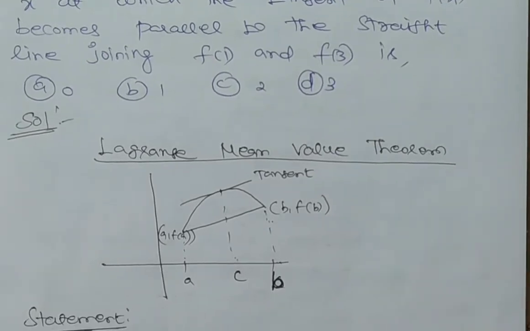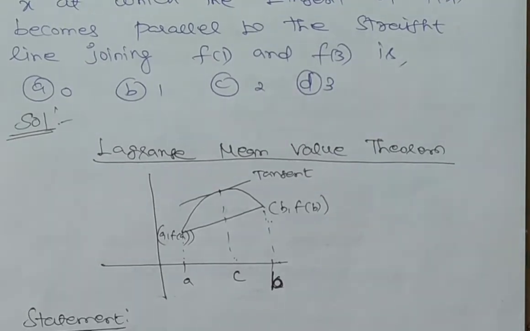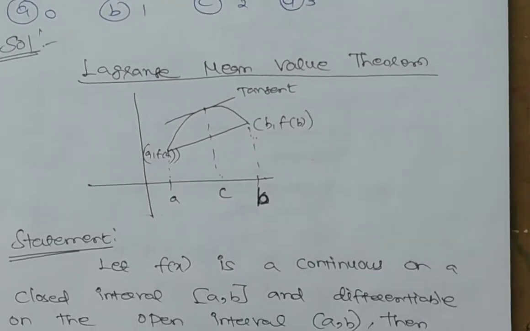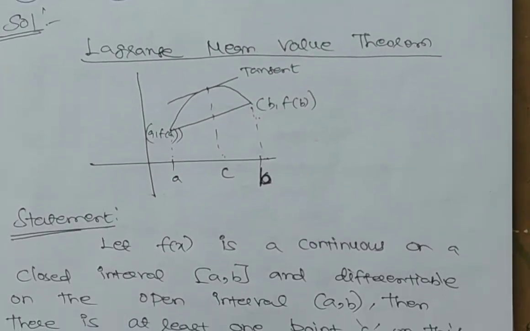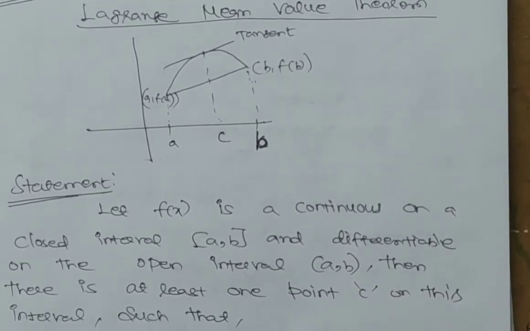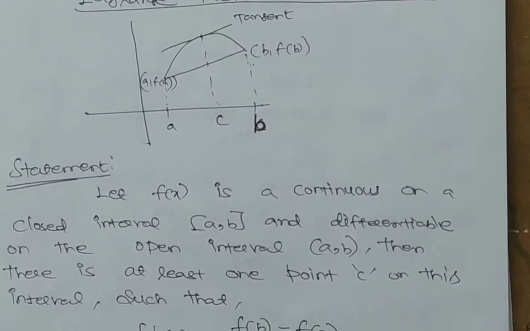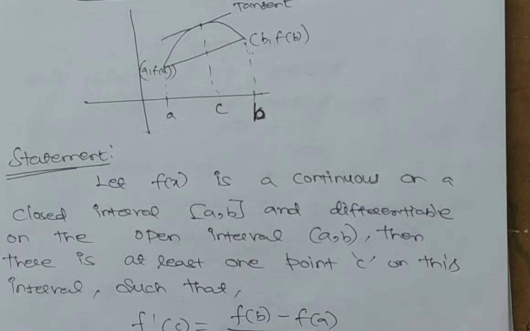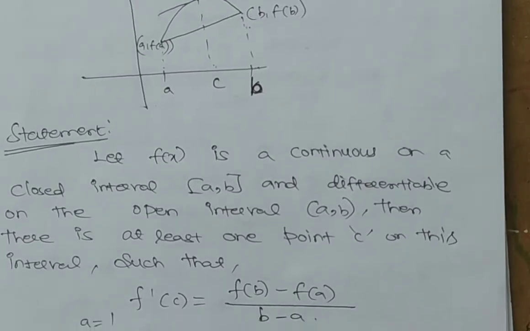Actually, in this problem, we want to use the Lagrange mean value theorem. The statement of Lagrange mean value theorem: f of x is continuous on a closed interval a comma b and differentiable on the open interval a comma b. Then there is at least one point c on this interval such that f dash of c equal to f of b minus f of a divided by b minus a.